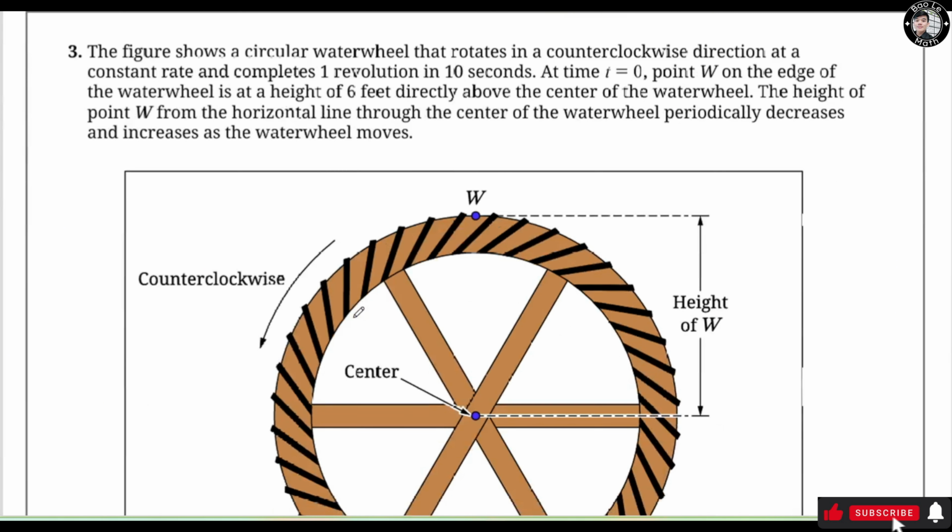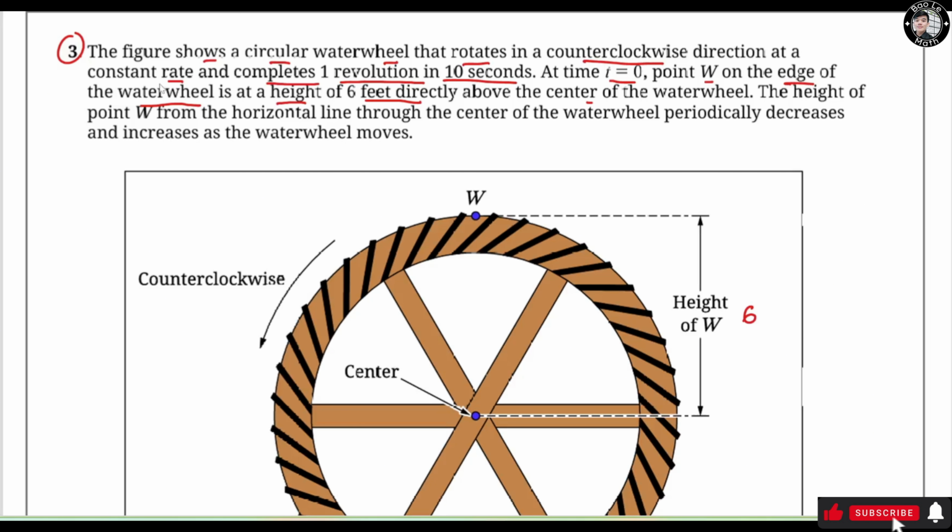Now question 3. The figure shows a circular water wheel that rotates in a counterclockwise direction at a constant rate and completes one revolution in 10 seconds. At time t equals 0, point W on the edge of the water wheel is at a height of 6 feet directly above the center of the water wheel. Point W is right here, so this one is 6.